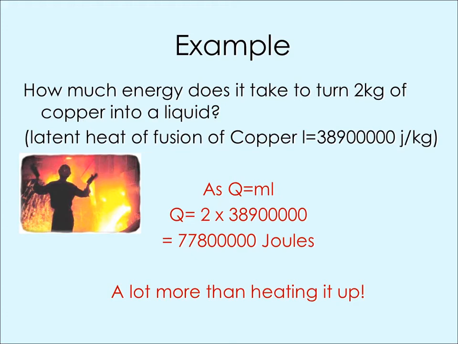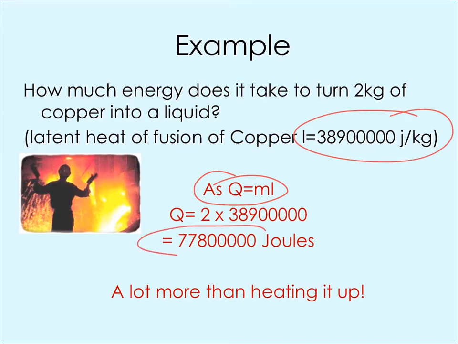Basically, if you're going to boil something, that's one thing. But melting, or latent heat of fusion, is also something. We use the formula, of course it's in the logbook, and we simply multiply the number of kilos by the specific latent heat of fusion. This is the specific latent heat of fusion of copper, and we find out how much it is.